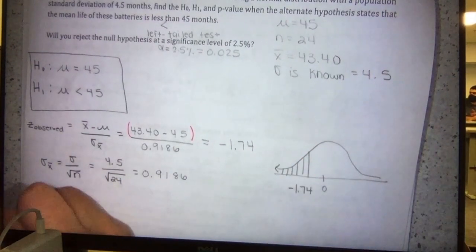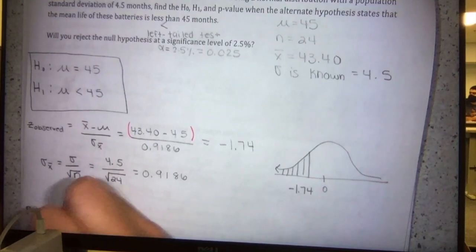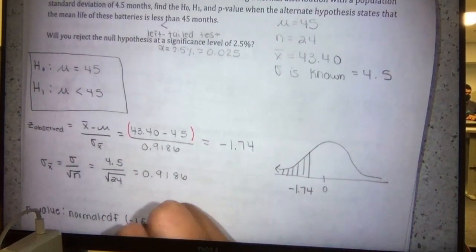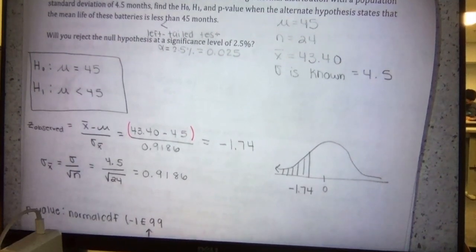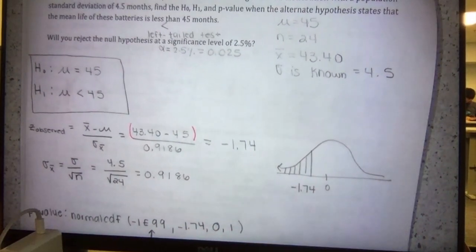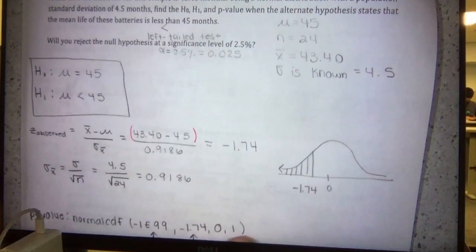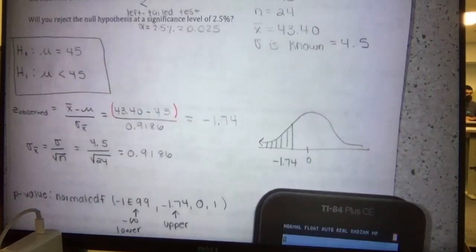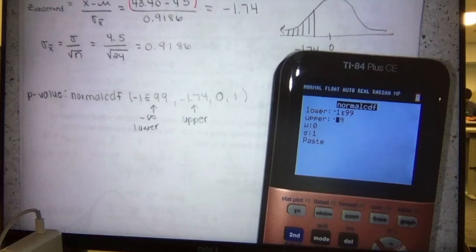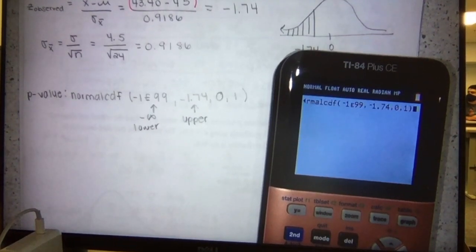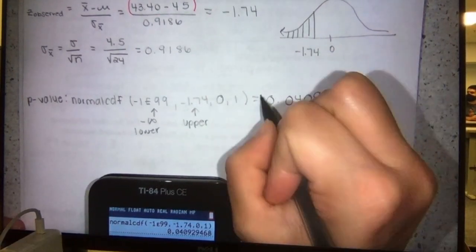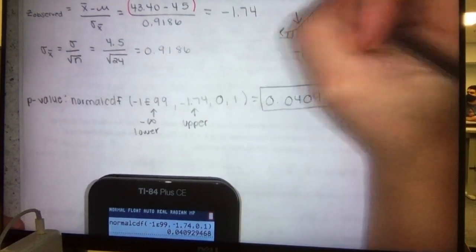So for our p-value, we're going to plug into our calculator our normal CDF. Our lower limit is negative infinity, so negative 1 e to the 99th. Our upper boundary is at negative 1.74. We have z values, so it's going to be 0 and 1. So in our calculator, second bars, normal CDF, our lower limit's negative infinity, our upper limit's negative 1.74, 0 and 1. And that will give us 0.0409. And that is our p-value, so we know that's the area under the curve.